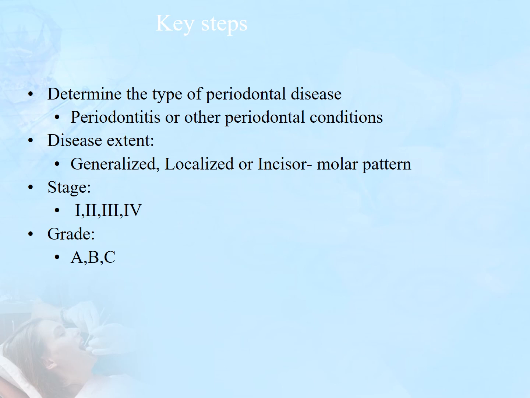Next, you are going to stage them. Stage 1, stage 2, stage 3 and stage 4. You have the different criteria. So based on that, put the patient as stage 1 or stage 2 or stage 3 or stage 4. And next comes your grading as A, B or C. So if you are going to tell a person has periodontitis, you would have all these conditions. So you would be telling periodontitis, which is generalized, could be a stage 3 grade B person. So you're going to classify periodontitis with all these factors.